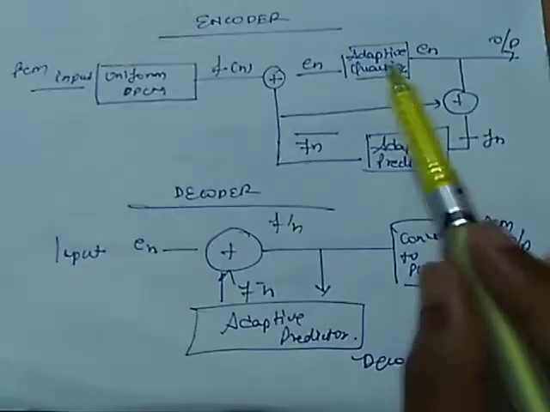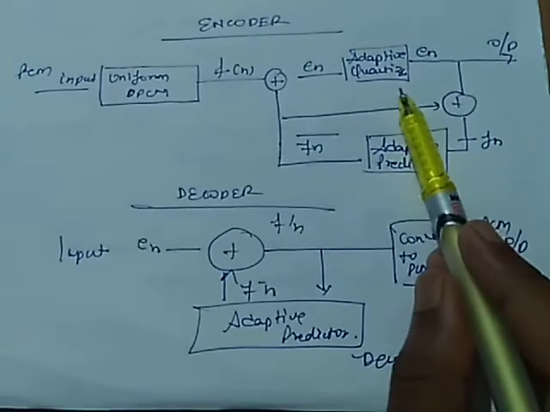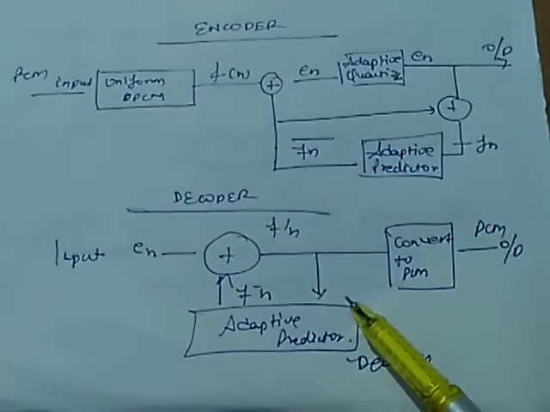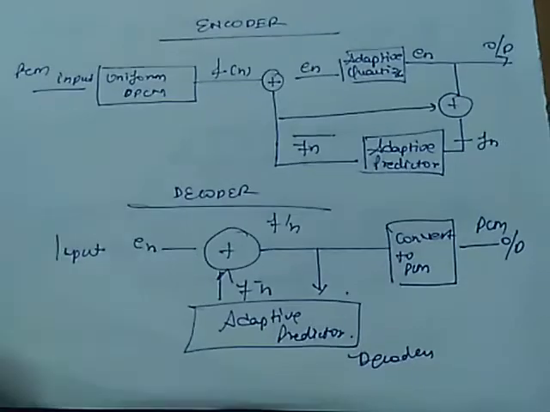So this is the encoder that is used to encode a signal of audio and speech. This is the decoding of the signal. So hope you will understand these figures.